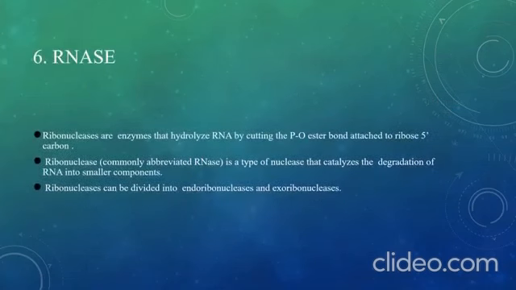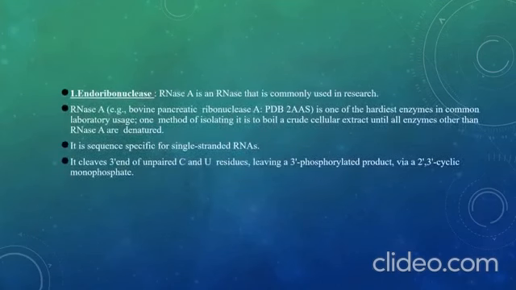RNases. Ribonucleases are enzymes that hydrolyze RNA by cutting the phosphoester bonds attached to the 5' carbon. Ribonuclease is a type of nuclease that catalyzes the degradation of RNA into smaller components. Ribonuclease can be divided into endoribonuclease and exoribonuclease. Endoribonuclease. RNase A is an RNase that is commonly used in research. It is sequence specific for single-stranded RNAs. It cleaves the 3' end of unpaired C and U residues, leaving a 3' phosphorylated product via a 2',3' cyclic monophosphate.